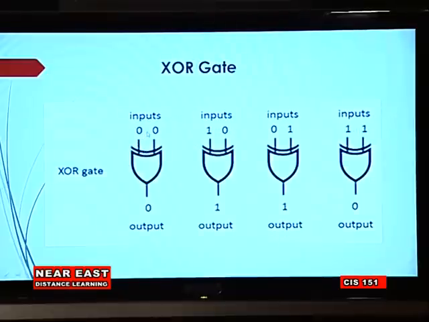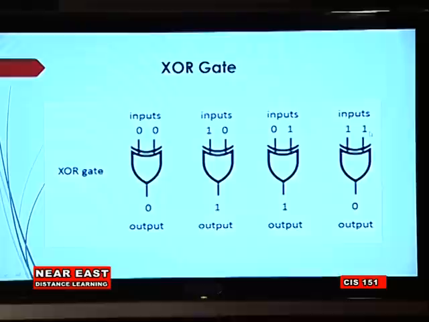So 2 values, 2 inputs, and 1 result. All of the gates have only 1 result, but they can have 1 input or 2 inputs, like in the NOT gate. 0 and 0, it shows us 0. 0 XOR 0, it's 0. 1 XOR 0, the result will be 1. 0 XOR 1, the result will be 1. 1 XOR 1, the result will be 0. So if they are the same, the result will be 0.